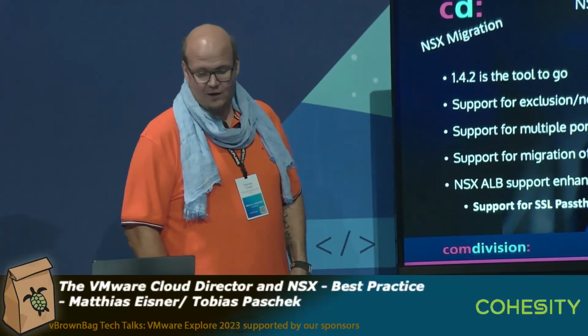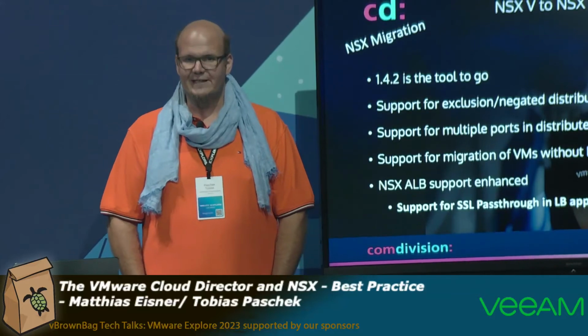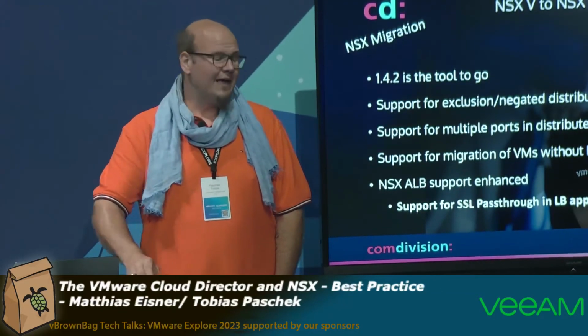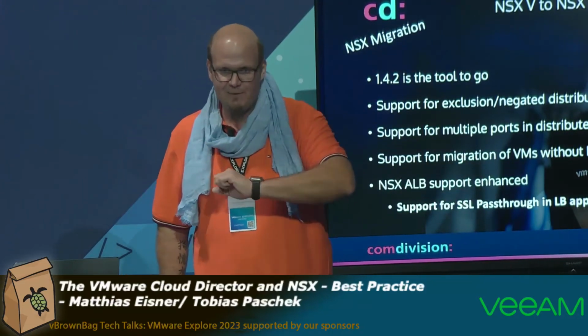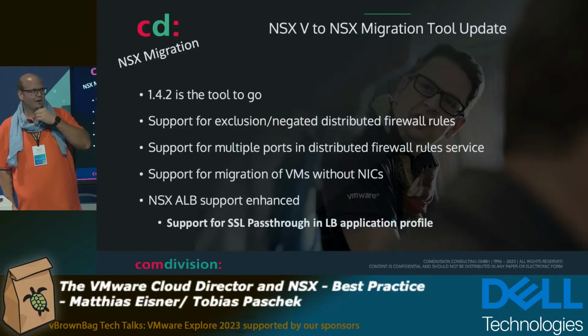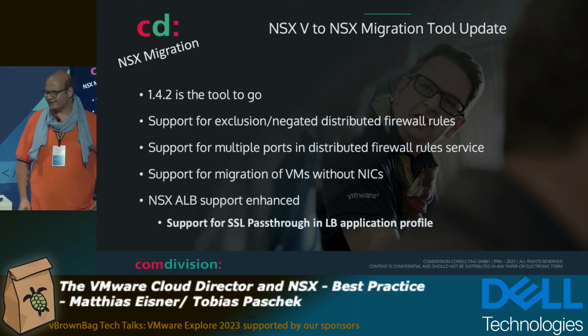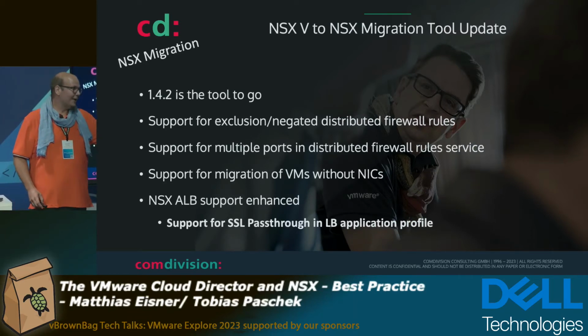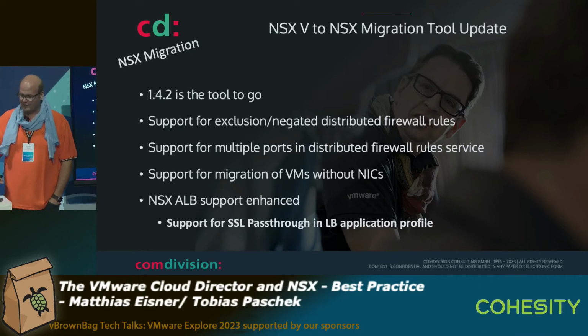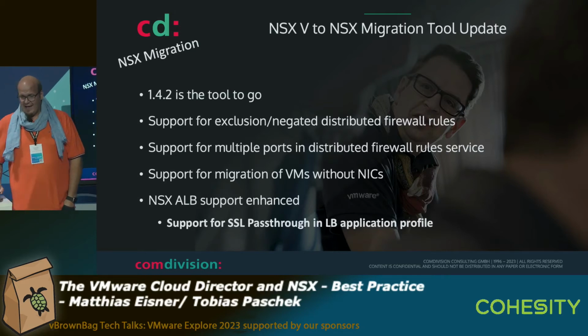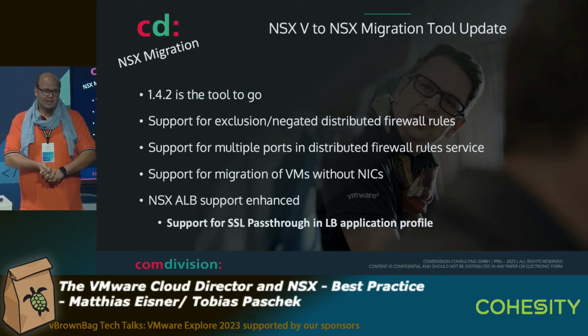And also we have finally got the whole NSX ALB support. With the latest release of the tool, the 1.4.2 version, we now also have the ability to provide SSL pass-through in the load balancing application profile, which, from an NSX-v perspective, was one of the easiest solutions to provide SSL offloading. It was not possible before the latest release of the NSX migration tool.